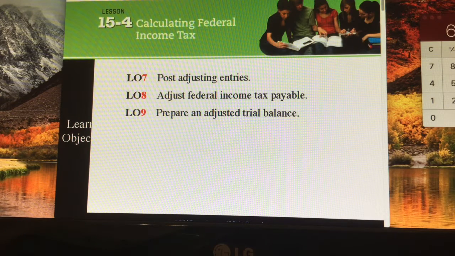The last lesson in Chapter 15 is how to calculate the federal income tax. This lesson may need to be broken down into a two-part video due to its length. First step is, of course, we're going to post all the adjusting entries that we've already journalized. Then we're going to adjust for our federal income tax payable, and then we're going to prepare a new adjusted trial balance to include the federal income tax.